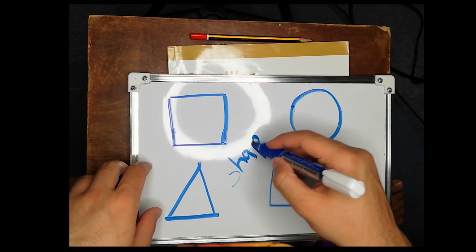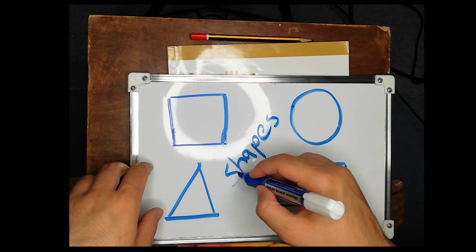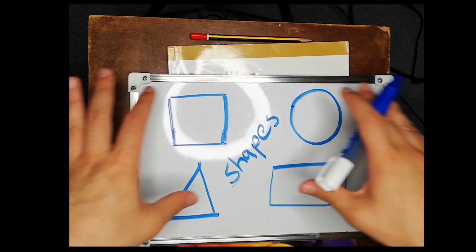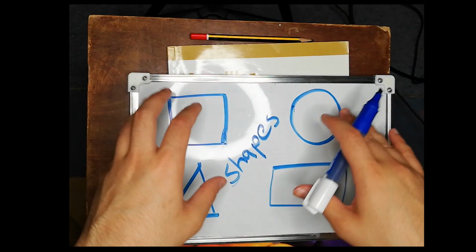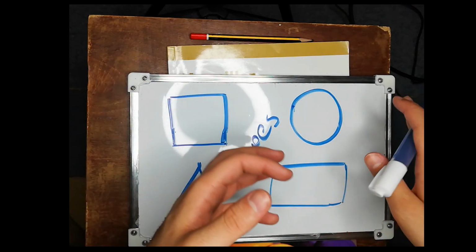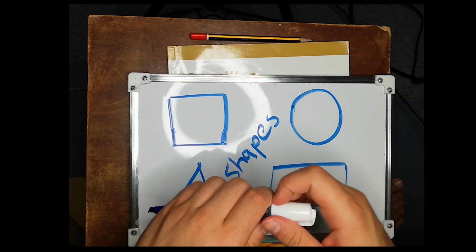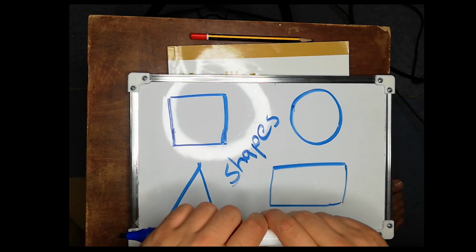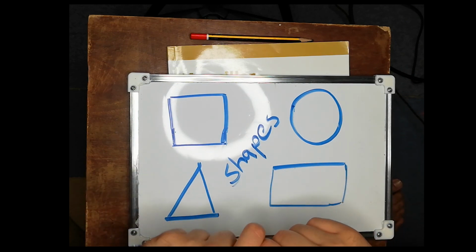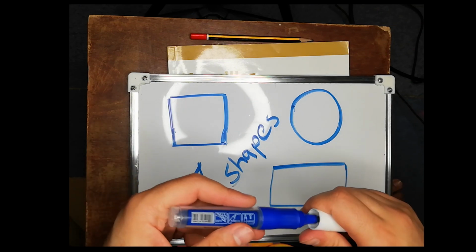Okay, so in this lesson, I want you to remember the word shapes. Shapes means all of the things that you can see that are circle, square, triangle, or rectangle, they are called shapes. Okay, so listen and repeat. Shapes. Okay, that's very good.